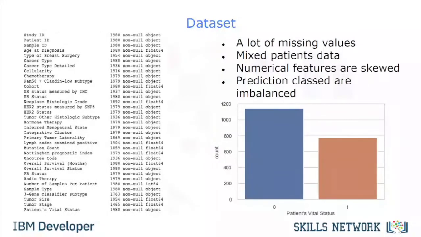As you would see from the dataset, there are a lot of missing values, and this is usual for real-world data. Also, there is mixed patient data, and you would see in my notebook that the numerical features are skewed, and we will be correcting that later. And the prediction classes are imbalanced.